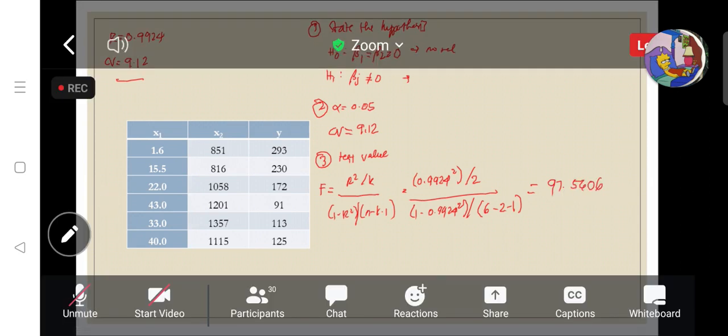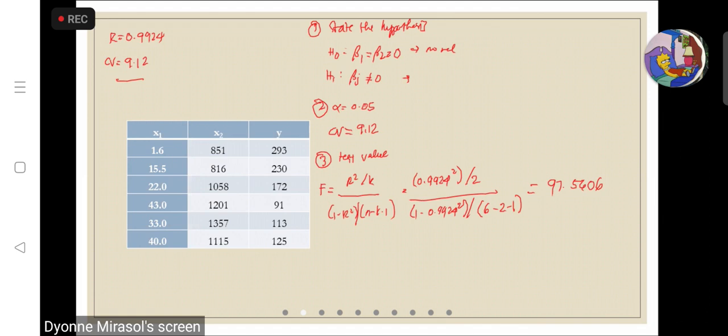Yes, Same Miss. values with the others. Miss. Same, Remo? Yes, miss. Okay.